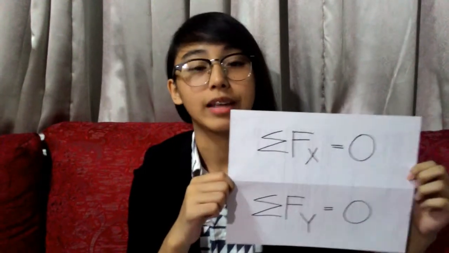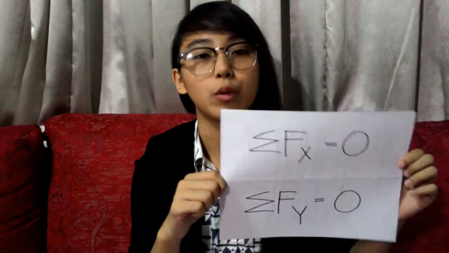Recall that only two equilibrium equations can be written, and these are the summation of forces on the x-axis and the summation of forces on the y-axis, which are both equal to 0. This means that to solve completely for the forces acting on a joint, we must first select a point with no more than two unknown forces involved. This can be started by selecting a joint acted on by only two members.